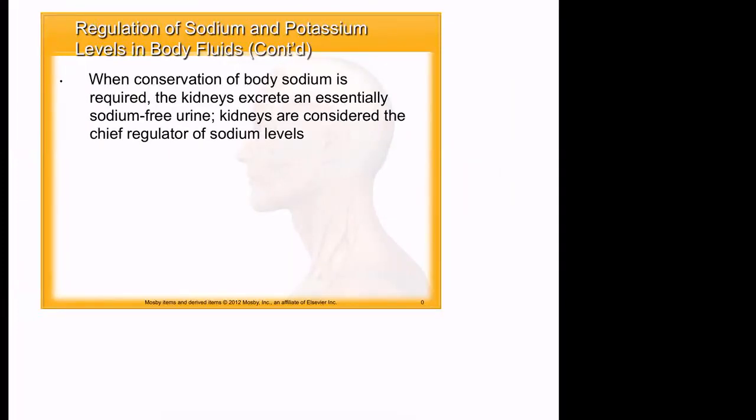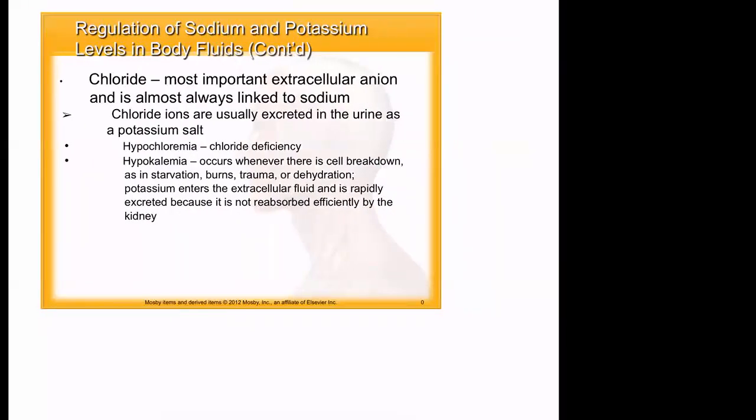That's actually a good thing to realize also. If sodium is getting low, the kidneys will notice that too. So there'll be an increase in the absorption of sodium at the level of the kidneys with aldosterone. So that's kind of an interesting note. Chloride: wherever sodium goes, chloride follows. And notice here that chloride ions are usually excreted in the urine as potassium salt. So you can also think of these two going together as well.